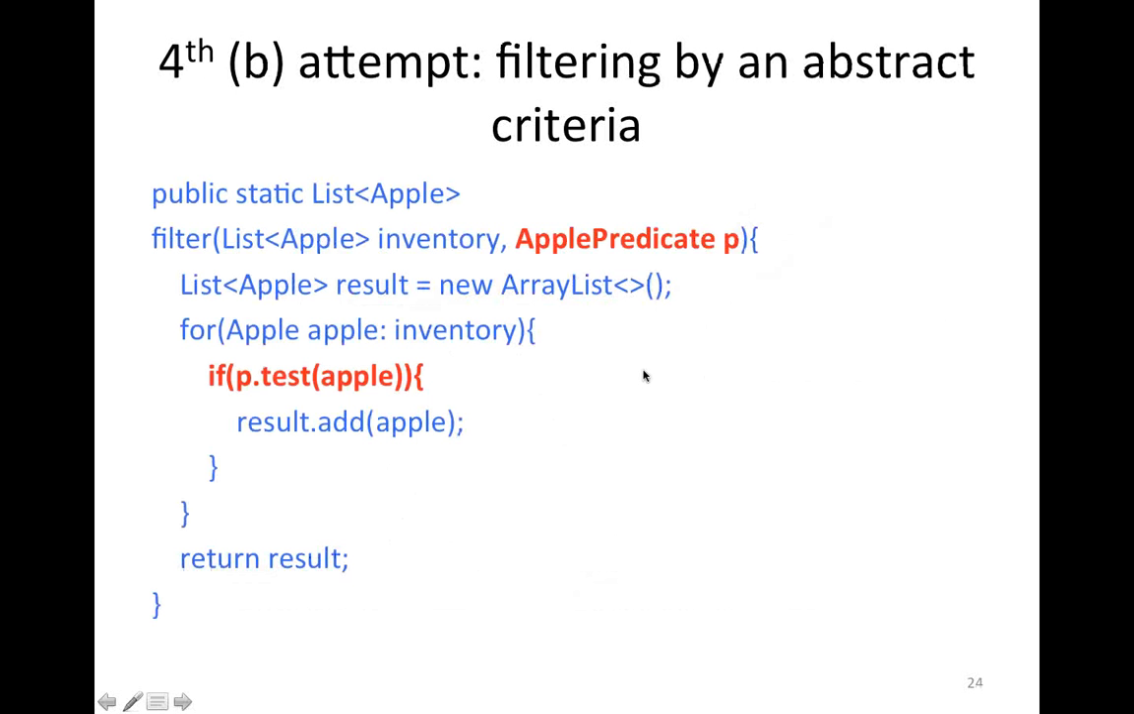We can now update our code in the following manner. We introduce a new argument to the filter method that says, well, let's take an ApplePredicate. And we can now update our code to say, well, given an apple, we will test if it matches the given predicate. And this is what this slide shows. We're calling the test method because it's passed the apple object that is from the inventory.